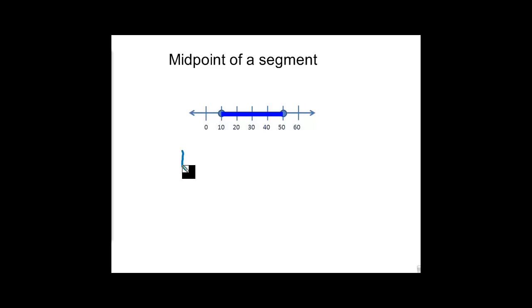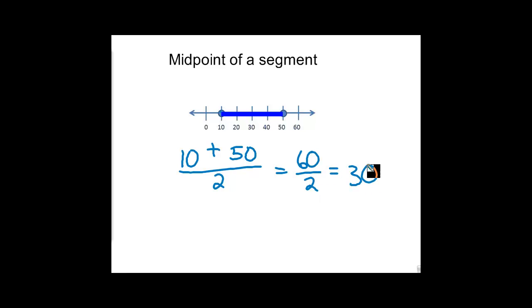And the endpoints are at 10, right here, and 50. If we want to average those two things out, we simply add them up and divide by the number of things there are. In this case, and for all segments, you'll divide by 2, because there's always going to be 2 endpoints. That'd give you 60 over 2, which is, of course, 30. And you can see 30 is also smack dab in the middle of the segment.